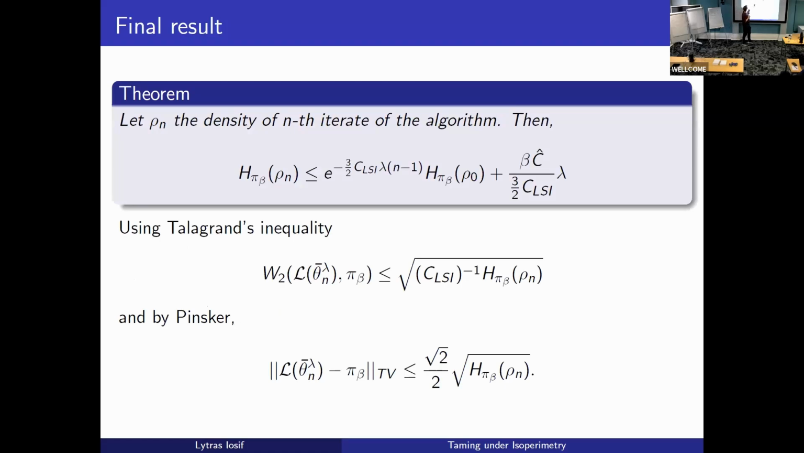So after everything, we have the forgetting of the initial density, and we have the bias here. So here this C hat is polynomial in dimension, it just depends on the moments of our algorithm, nothing unexpected. And here we see that this bound, of course, depends on the log Sobolev constant. And why do we do this? Because if one works with relative entropy, then one can go to other distances. By Talagrand, we go to the W2, and by Pinsker, we're able to also control the total variation.